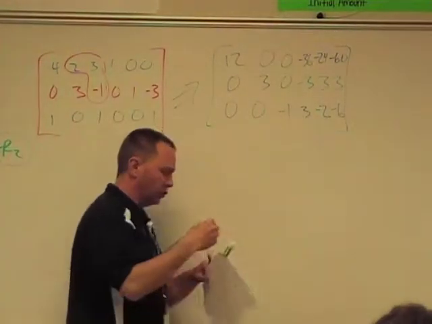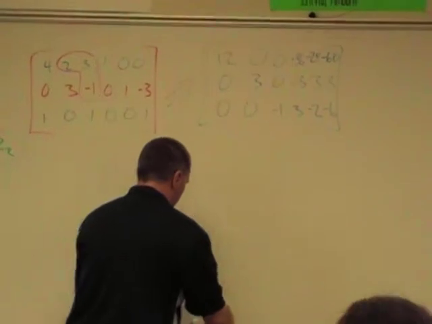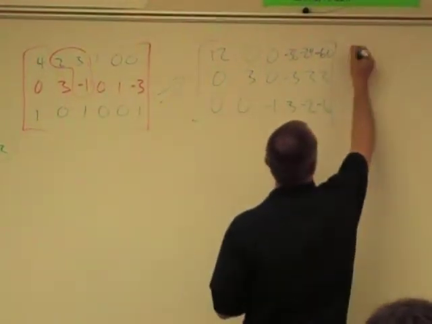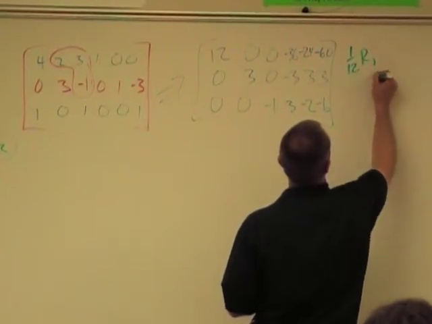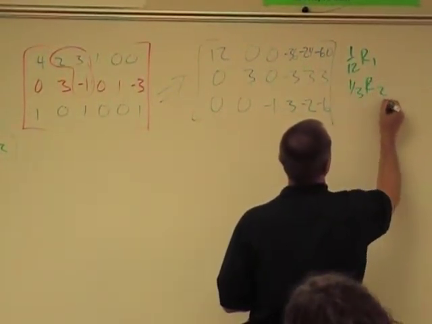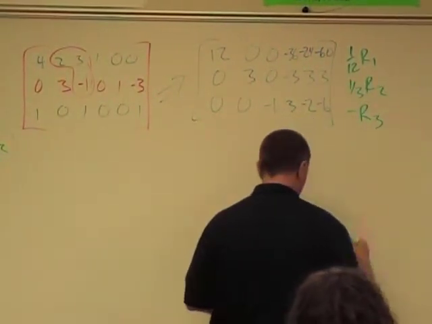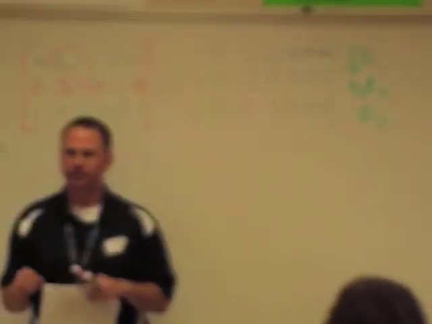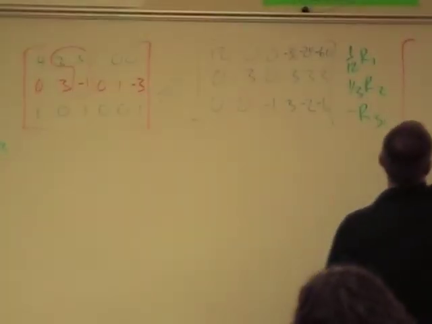Now how do I make those ones? You multiply by their inverses. So here I would take 1/12 times row 1, 1/3 times row 2, and a negative row 3 to make that a positive. Does everybody see why I did that? Okay, and then I ended up with this matrix when we were done.